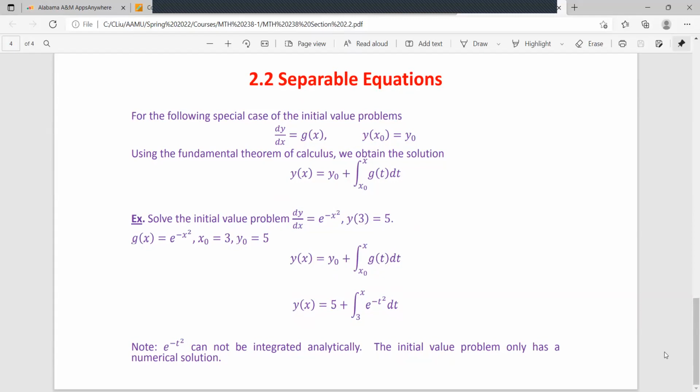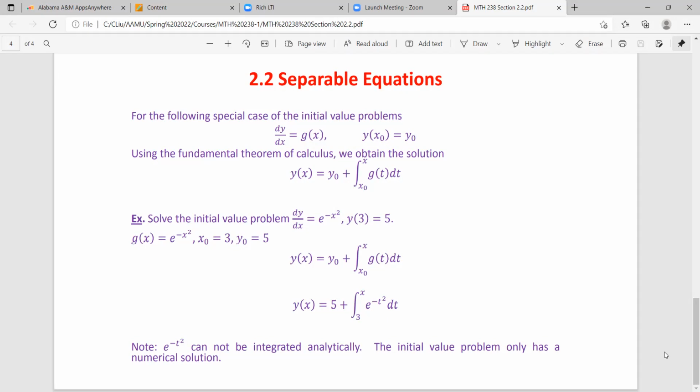Sometimes we may have some functions not integrable, but you can still write down the solution of the problem in the integral form. If you try to solve an initial value problem, you may not be able to actually integrate it analytically, but you can still write down the solution in the integral form.